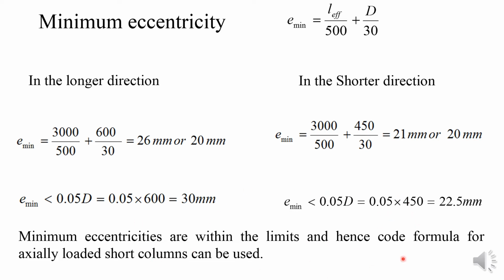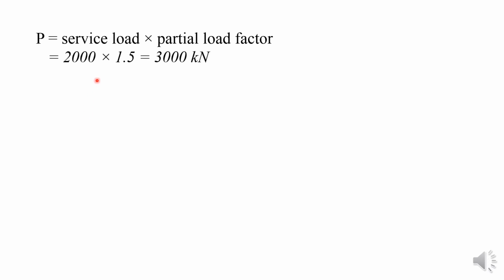So we have to use this section as an axially loaded column and design it based on the codal provision guidelines. We have to design the short axially loaded column. Already we found that this is a short axially loaded column. Then we have to design the reinforcement. Here only the service load is given. First of all we have to find the ultimate load, that is, multiply by the partial load safety factor. So 200 into 1.5 will be equal to 300 kN.